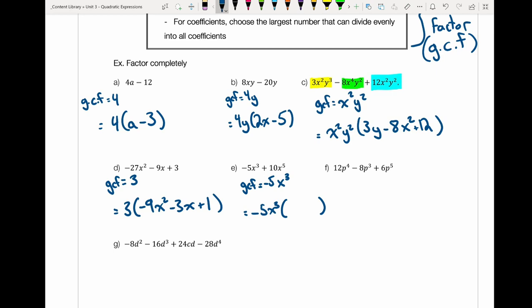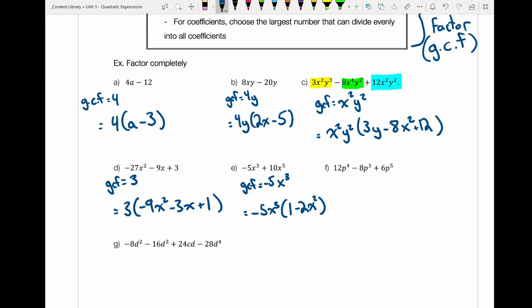So in the first one, it's the exact same thing, so they cancel out or become 1. And then 10 divided by -5 is -2. X to the power of 5 divided by x to the power of 3. Subtract your exponents, and you get x squared. So that is your factored form.